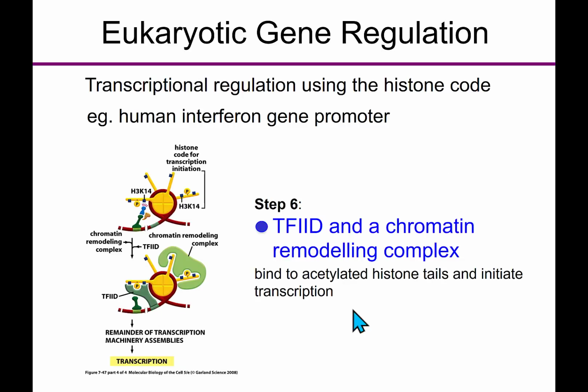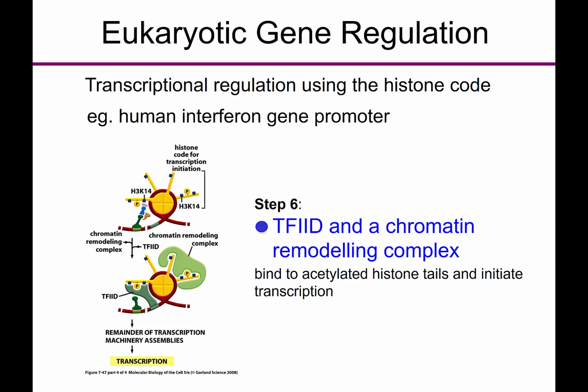And the code reader in this case is actually TFIID and a chromatin remodeling complex. They bind to the acetylated histone tails and initiate transcription. So TFIID, you can see right here, binding to the tails, chromatin remodeling complex binding to the tails, and they're going to work together. They're going to initiate transcription. You may have to move the histones, you may have to transcribe after it, but definitely you're going to start initiating transcription here. Now the processes here were a little bit complicated.